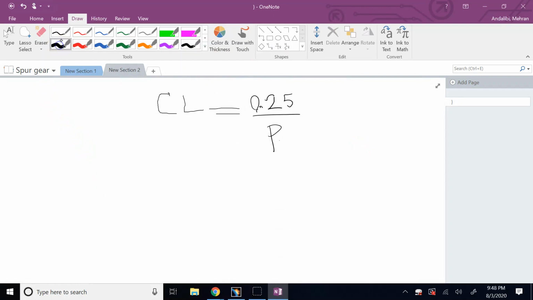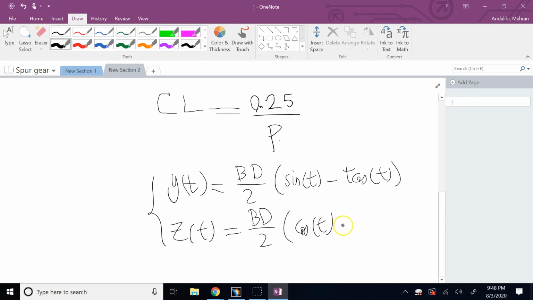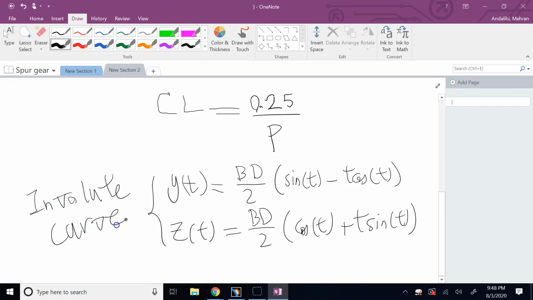The formulas for an involute curve, if you draw it in the YZ plane: y of t, as I said, is parametric. Y of t is equal to the radius of the base, which is here the diameter of the base divided by 2, times sine of t minus t times cosine of t. And z of t is equal to the same number, the radius of the base circle, times cosine of t plus t times sine of t. These are the coordinates y and z of every point on that curve.